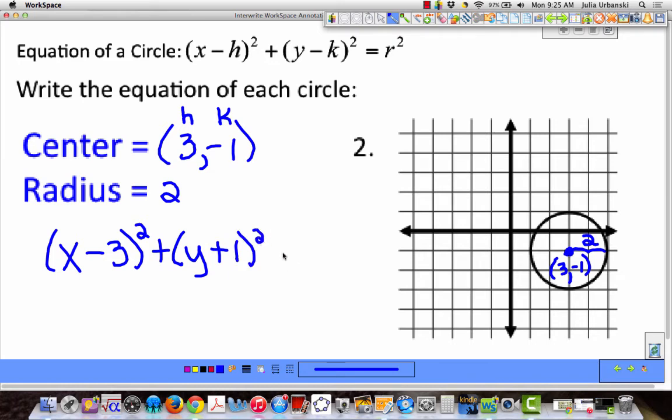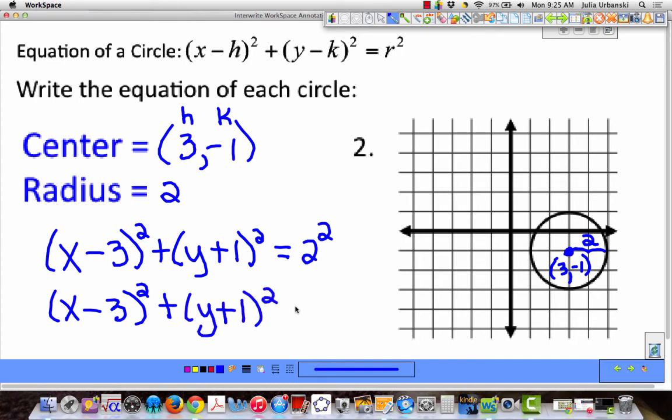And we square that, and then it equals the radius squared. Well, that's 2, and then you square it. So the final formula looks like this. Simplify if you can, but in this case, there's nothing to simplify. So that's the equation of that circle that you had already.